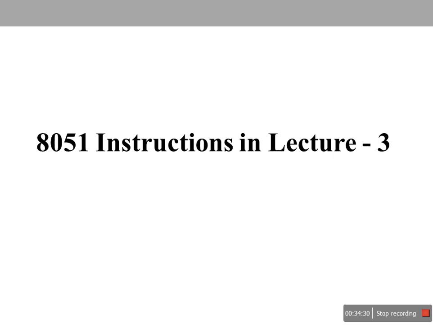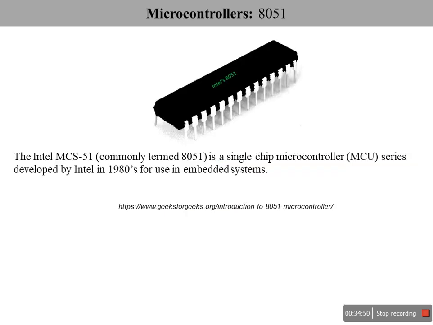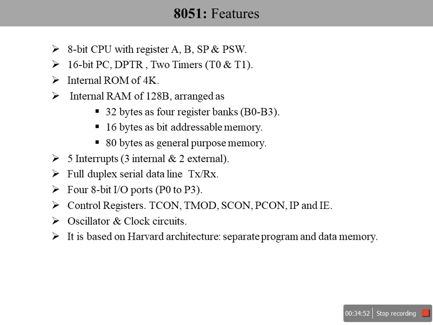Right? Yes. So let me revise what we have learned now. Microcontroller definition: it is a microcontroller. A microcontroller has all the features of a microprocessor. In addition to that, it has RAM, ROM, IO ports, counters, timers, ADC, DAC on a single IC. And this is 8051. 8051 features.